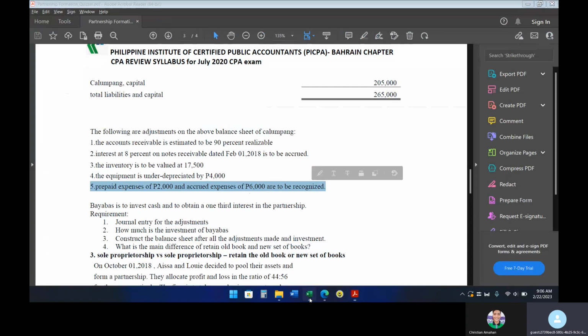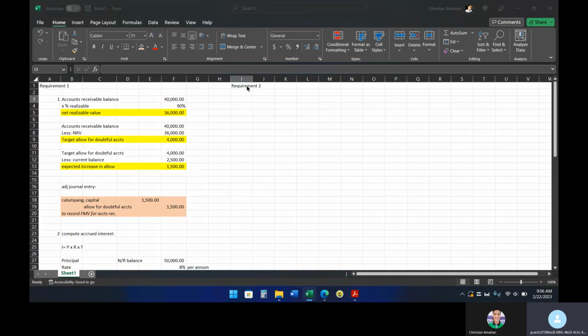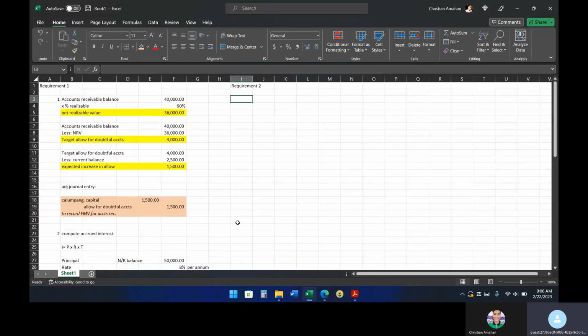Now, first off, this is requirement number 1. Let's now compute for requirement 2. Now, in requirement 2, again, we will compute the required investment of partner Bayabas at 1/3 interest in the partnership. But before we can compute that, we will first compute the adjusted capital of partner Kalumpang. Now, adjusted Kalumpang capital.